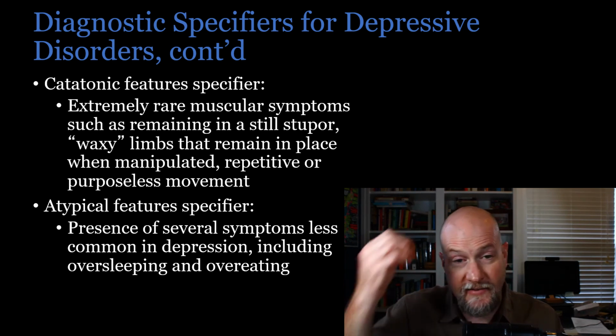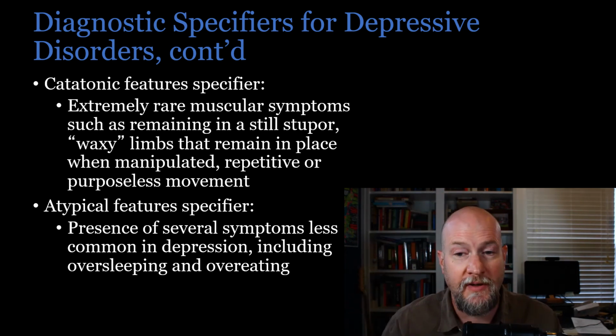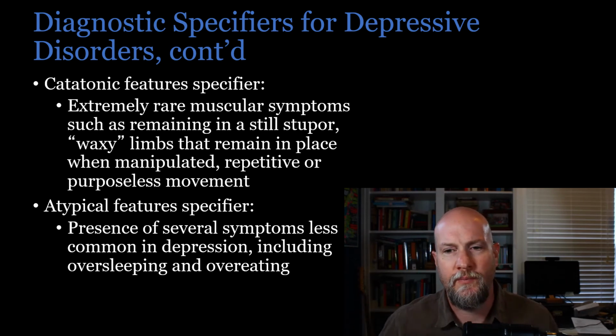And as I said, catatonic features is the extreme example of that, which is extremely rare in depression. You see muscular symptoms where the person is kind of in a stupor, their face is very flat. You can move their body parts around and manipulate them, and they will stay in place. It's called waxy limbs. Some repetitive or purposeless movements. The person might be kind of just ambling or walking in a circle with no real intent, or just doing something with their hands that is just sort of repetitive, that doesn't really serve any purpose.